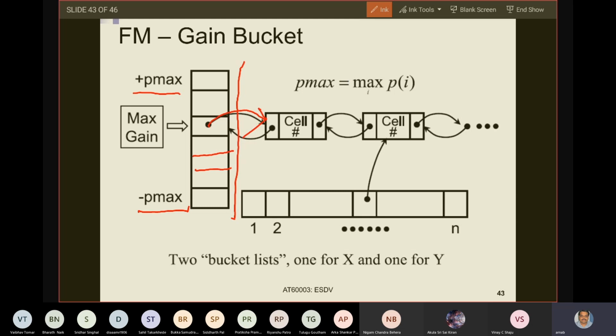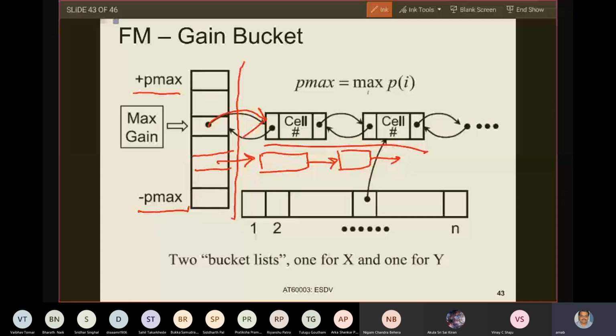So that gain, all the tasks in this linked list will produce this gain when moved to the other side. Similarly, another linked list will be there with respect to this particular index. If you are able to see what I am drawing, then you are seeing that I have drawn another array position from which I have drawn another linked list.